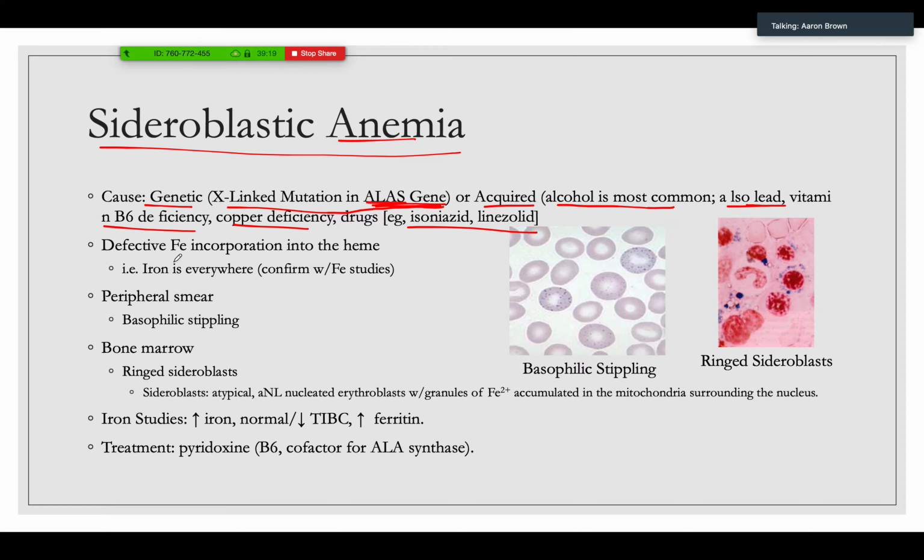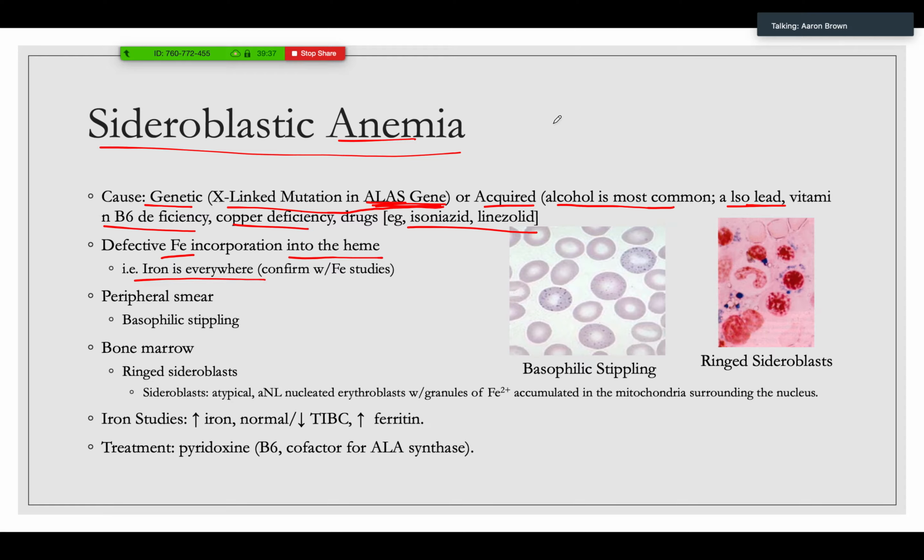Okay. And so iron does not get incorporated with the heme molecule, so you cannot make hemoglobin. And so you end up having a lot of iron. Iron is not the problem in this equation. We have plenty of iron in our blood. The problem is we cannot put that iron into our hemoglobin molecule.